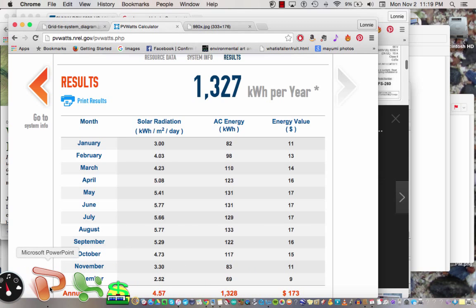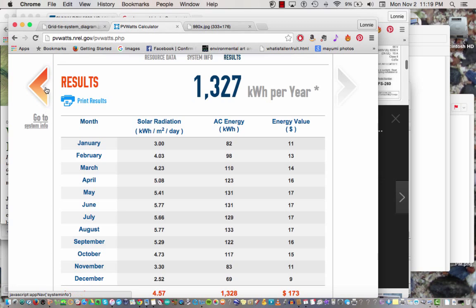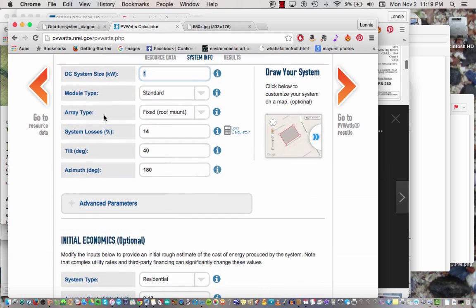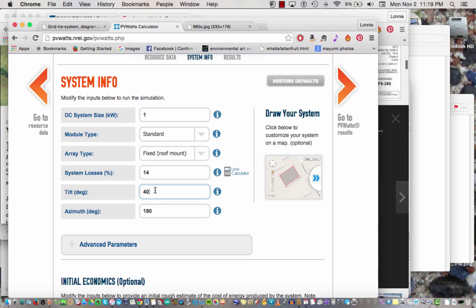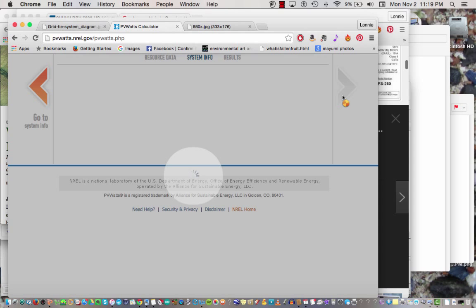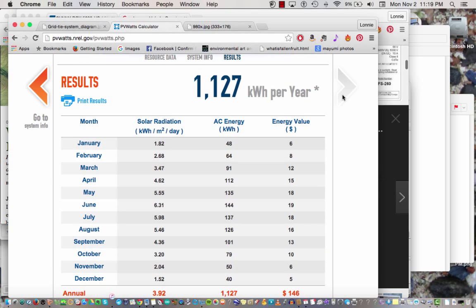And again, you can play around with this and see. Let's go back and see what happens. So we got 1,327 if we are faced directly south at 40 degrees. But let's take a look if we go to 20 degrees and we face 270 degrees, which is roughly what the dome system is. It might even be 15. And let's see what happens if we face it west instead of south. So we go from 1,300 to 1,100. So we lose some, we lose 20% or so. But it's not a deal killer.